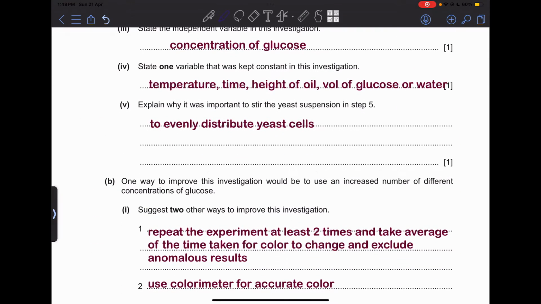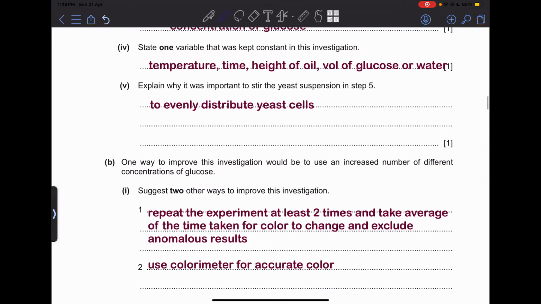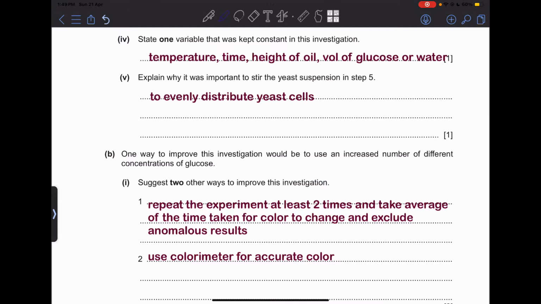Now, IV says state one variable that was kept constant in this investigation. You can say temperature, you can say the time, or the height of oil, or the volume of glucose or water. There are also a lot more answers, but this is all that I can fit in here.